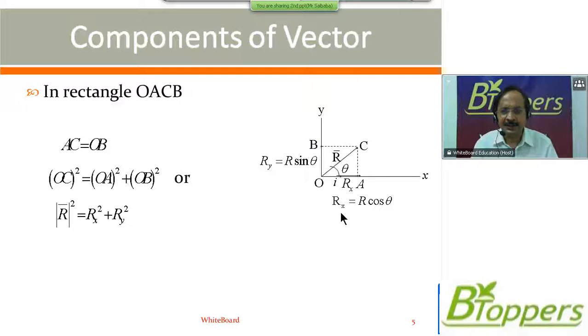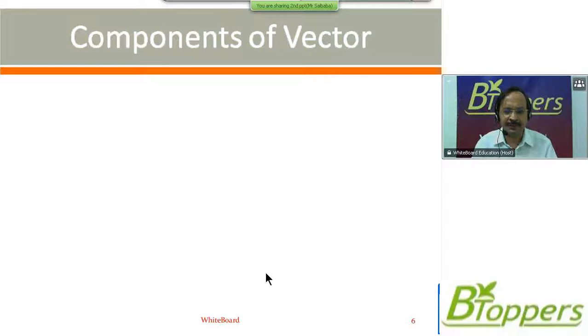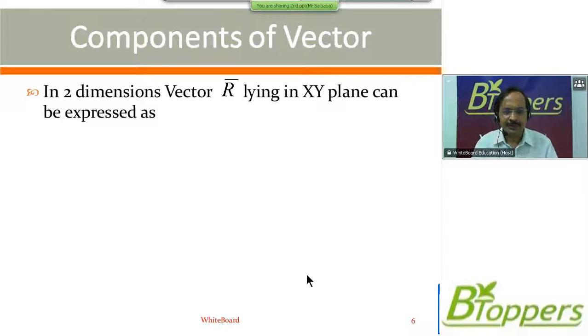Usually, when we just say components of vector R bar along x and y axis, we usually mean the scalar components Rx and Ry. So square of mod of R bar, you can write Rx square plus Ry square. So in general, in 2 dimensions, vector R bar lying in xy plane can be expressed as R bar equal to Rx i bar plus Ry j bar. And mod of R bar is given by under root of Rx square plus Ry square.